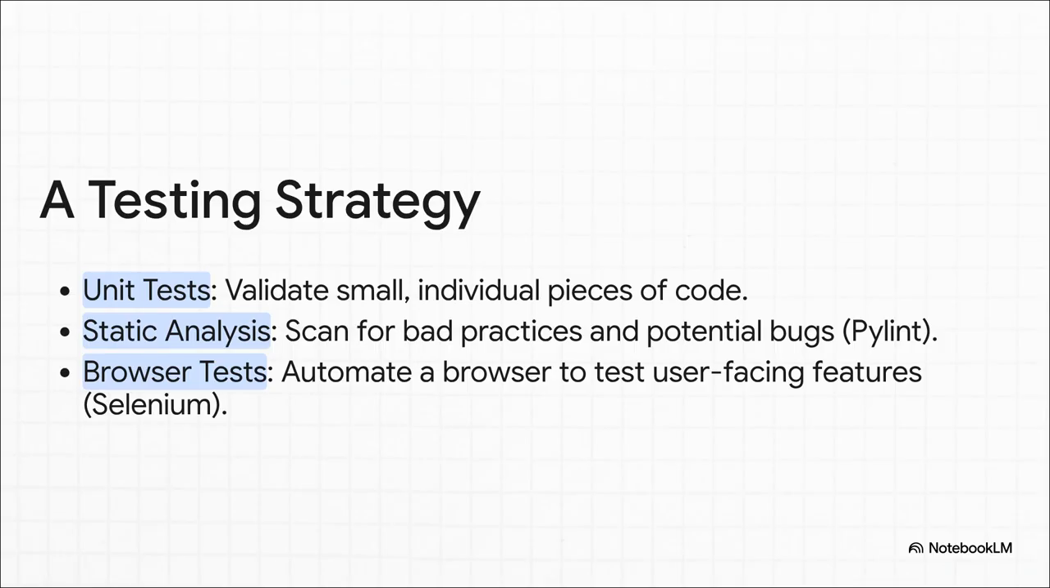You start with unit tests, which validate the tiniest individual functions of your code. Then you add static code analysis to automatically scan for bad practices. And for web applications, you can even use browser tests to literally automate a web browser to click around and test your features just like a real user would.